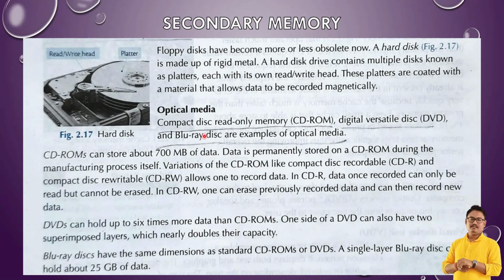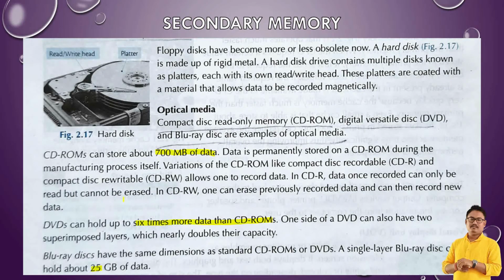So the compact disc CD-ROM can store 700 MB of data, and that is permanently stored. If it is CD-R, that means recordable, you can rewrite it. DVDs can hold more than 6 times the data of a CD-ROM. And Blu-ray discs have the same dimensions, but Blu-ray discs can store about how many GB? 25 GB.